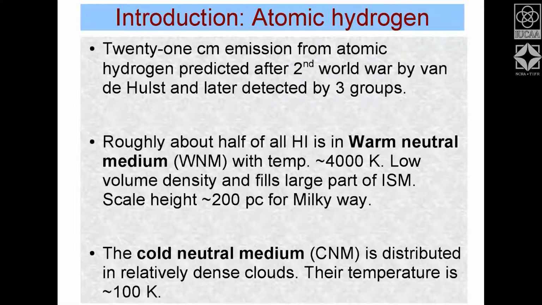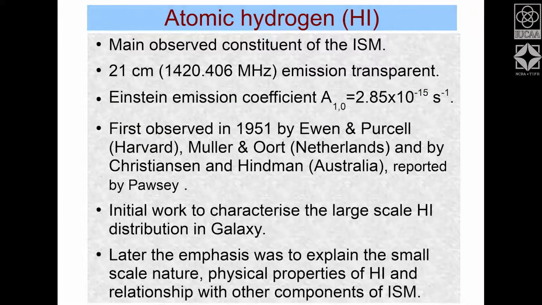Okay, so that is one of the important observable properties of the atomic hydrogen as we see in our galaxy. Now, let me go a little bit more. As I already said, the H1 constitutes one of the main observed components, and the emission comes at 21 centimeter, which is 0.2 meter, or corresponds to 1420.406 megahertz. And this can be shown easily to be transparent. That means it is optically thin. Most often it is optically thin.